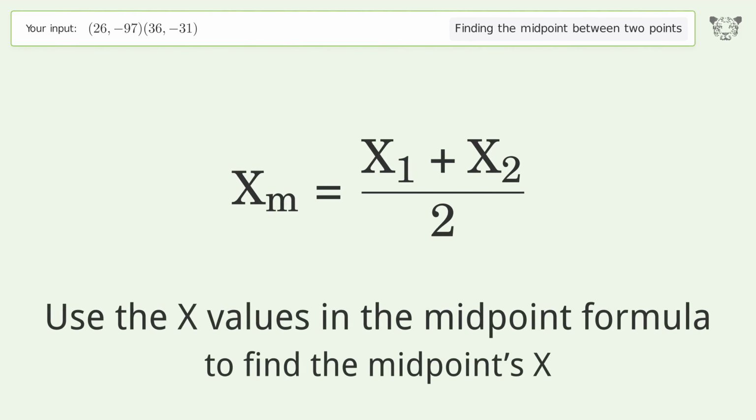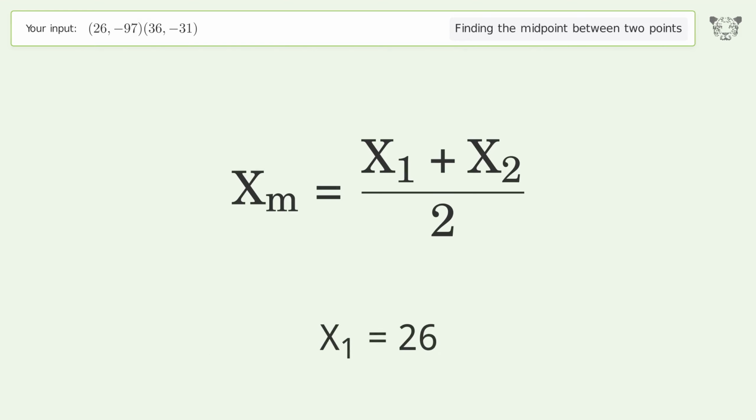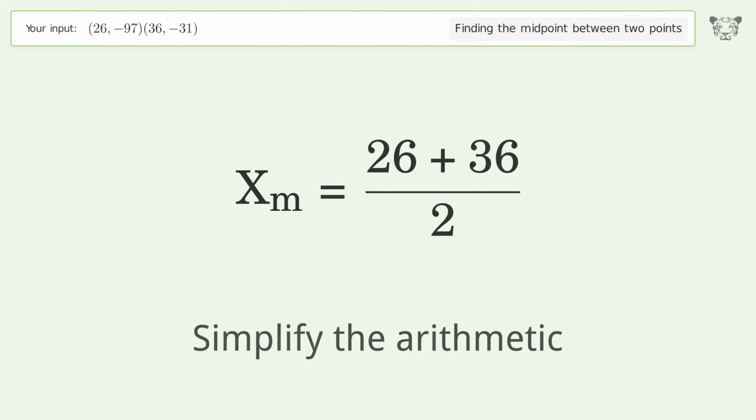Use the x values in the midpoint formula to find the midpoint's x. x1 equals 26. x2 equals 36. Simplify the arithmetic.